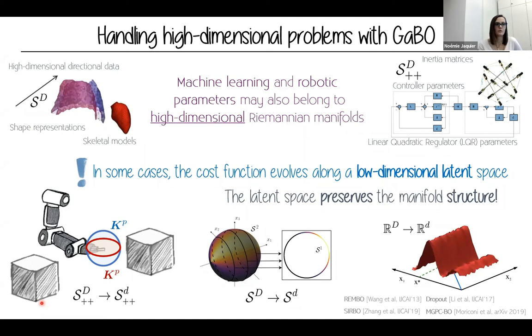So if you take here this picture from the Rambo paper, it simply assumes that the objective function doesn't vary along x2 and varies only along x1. And you just want to consider x1 then to compute it.